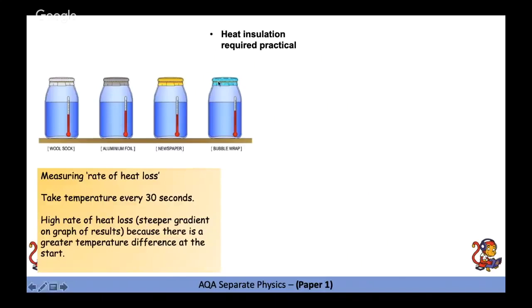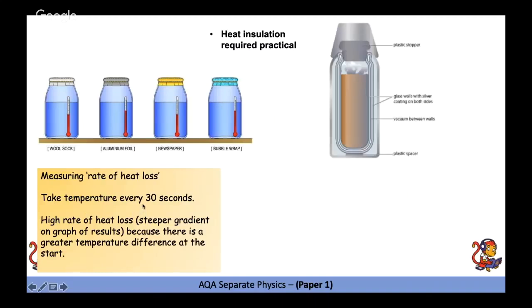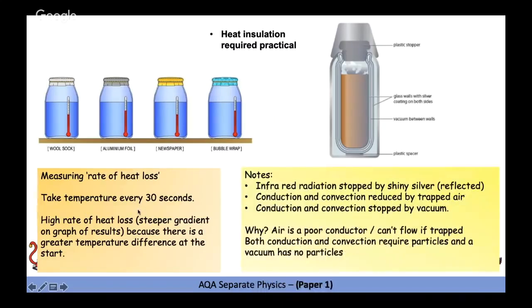Okay, just another closer look at our required practical here for separate. So this is to do with measuring the heat loss in different insulating materials. Again, take the temperature every 30 seconds. You may be asked to plot a graph. The steeper the gradient, the higher the rate of heat loss, and a little bit of science about some of the methods of heat transfer.